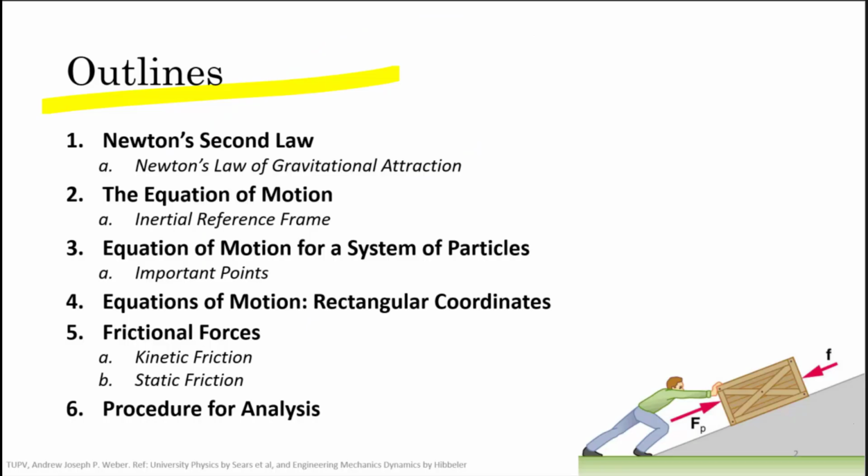First, Newton's second law. Second, the equation of motion. Third, the equation of motion for a system of particles. Fourth, equations of motion using rectangular coordinates. Also, we're gonna deal with equations of motion using different coordinates such as the polar coordinates, and the tangential and radial coordinates. Fifth, frictional forces, kinetic friction, static friction, and last is the summary of the procedure for analysis for this type of engineering problems.